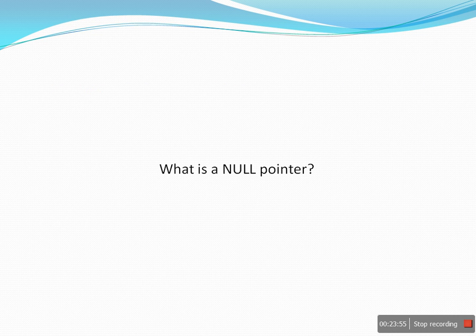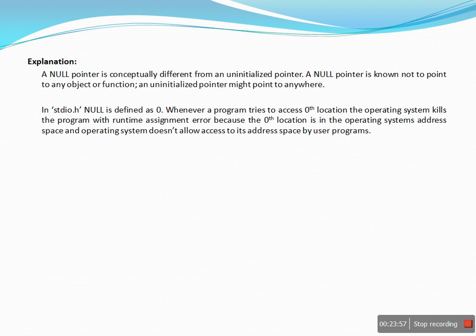What is a null pointer? A null pointer is conceptually different from an uninitialized pointer. A null pointer does not point to any object or function. An uninitialized pointer might point anywhere. In stdio.h, NULL is defined as 0.